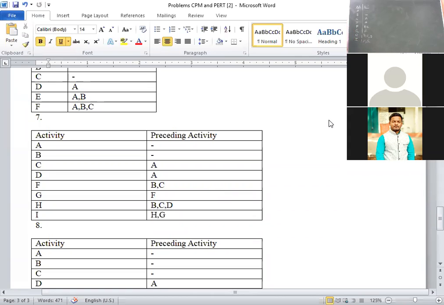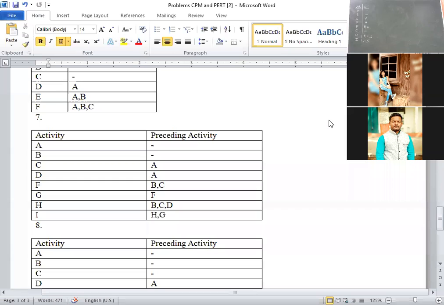Anybody completed? I have sent a mail related to decision theory problems and theory as well. Please go through that. Tomorrow's lecture we will discuss decision theory. Today we will complete this. If you know how to draw the dummy activity, then you will be able to draw the diagram in the final examination.